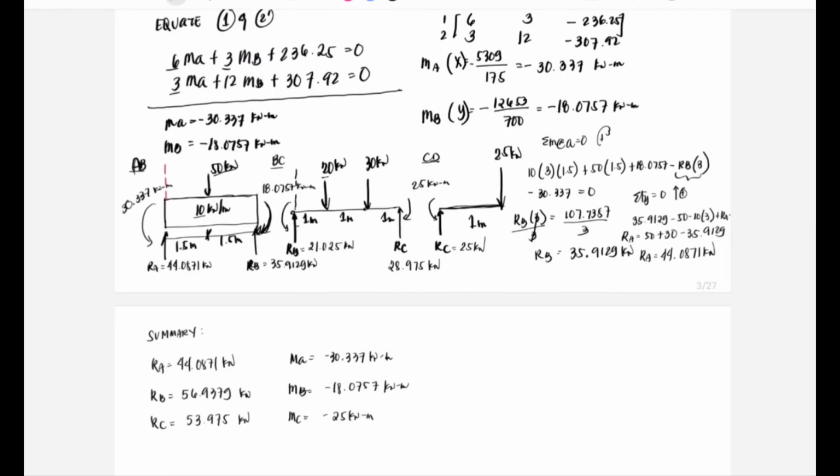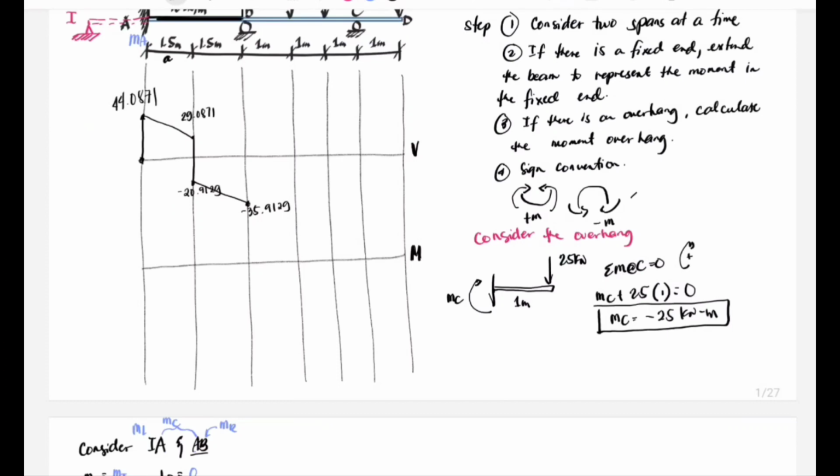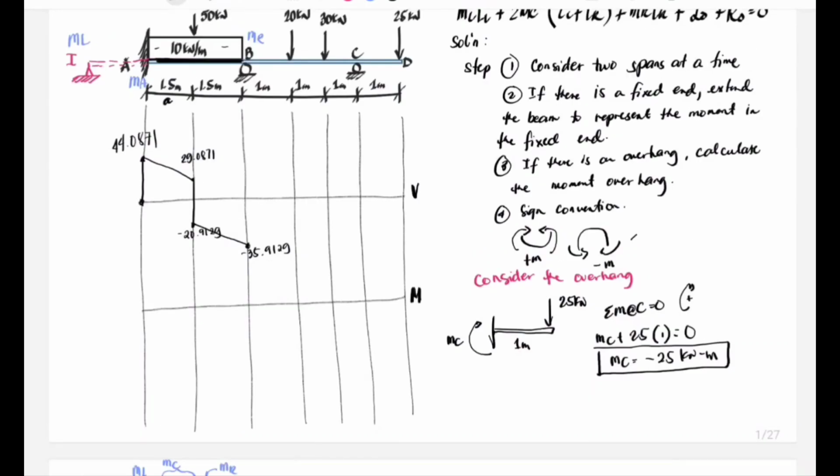So, mapapansin nyo rito sa ating RB, ang sagot ay 35.9129, which is dapat yun talaga yung answer natin dyan. And then, we have 56.937. So, etong value na yan, ipa-plus mo lang doon sa nakuha nating 56.9379. So, the answer here would be 21.025.